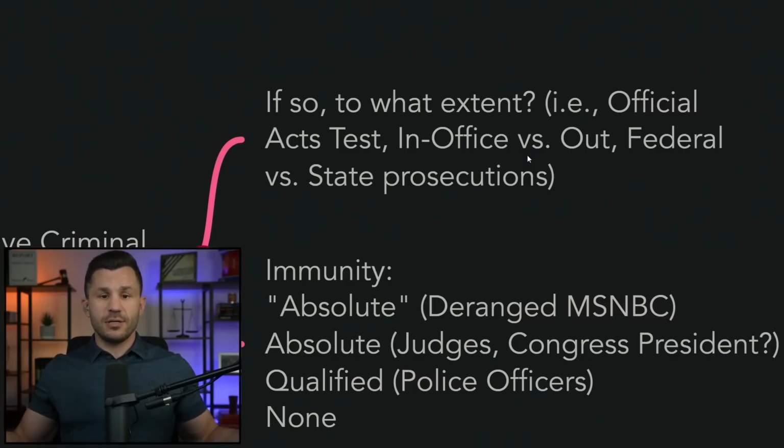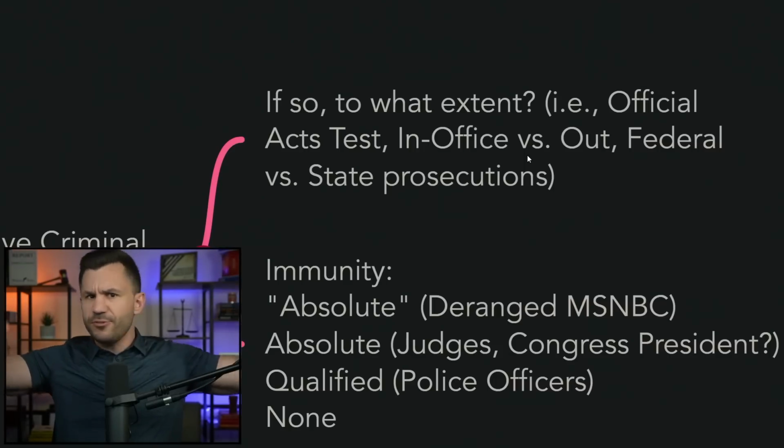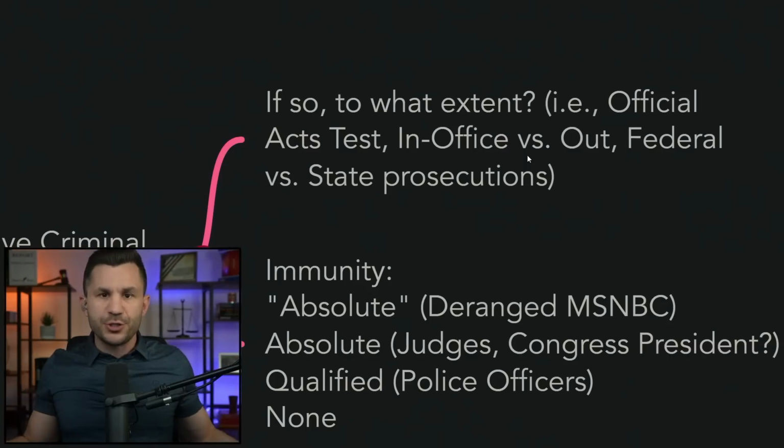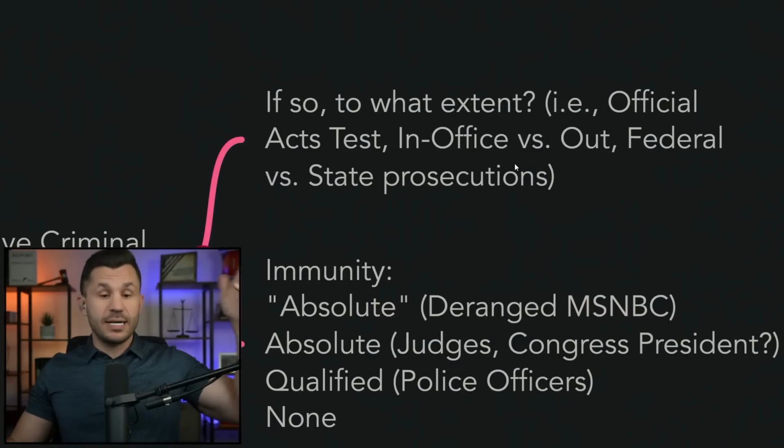And when we ask ourselves, if you are immune, is it only for official acts or is it for everything? Because it should be only for official acts. And if it is only for official acts, well, how do you measure what those official acts are? What is the test to determine what is inside the outer perimeter of the official acts? So those are the things we're asking ourselves. And there's a lot of different ways this could go.